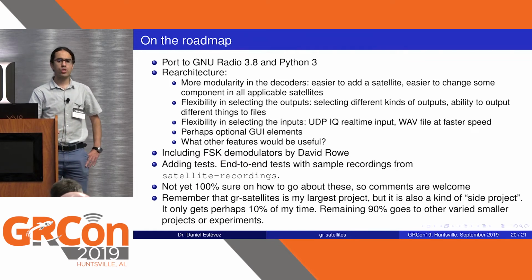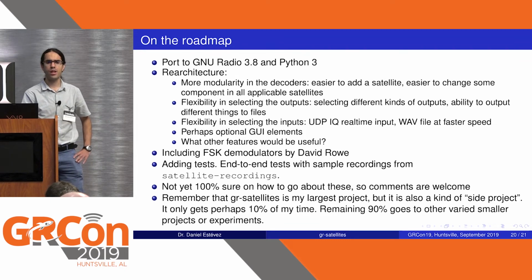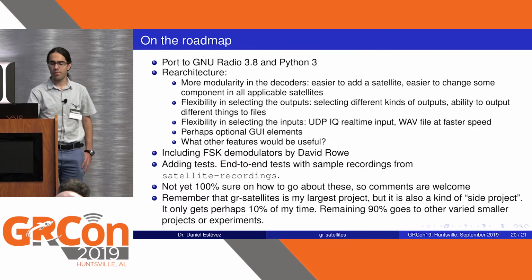But I'm also planning some larger changes. One of the problems I find is that GR satellites has grown enormously. It started with very few satellites, and now it has, as I said, almost 80 or maybe more than 80. So it's crazy to have a different flow graph for each of the satellites. If I want to change a particular parameter for the FSK demodulation, for example, which is used in maybe 60 different flow graphs, it's impossible to go and change it in all of them.